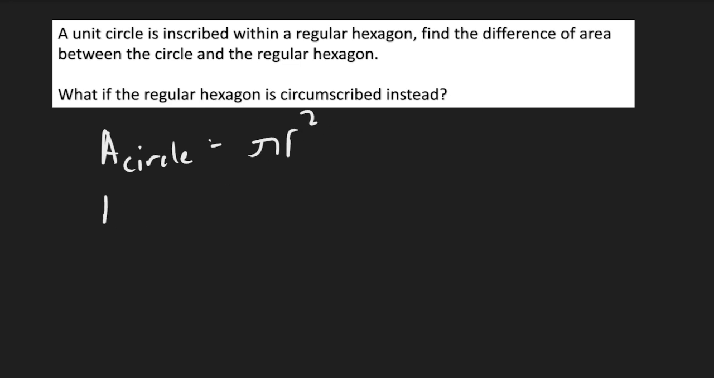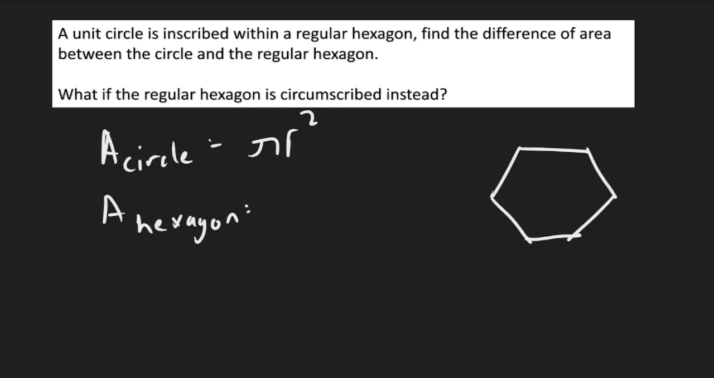And the area of a hexagon. So what do you do? How do you want to calculate the area of the hexagon? So let us consider drawing the hexagon itself. Okay, since this is a regular hexagon, it consists of six identical equilateral triangles with side lengths of the same.